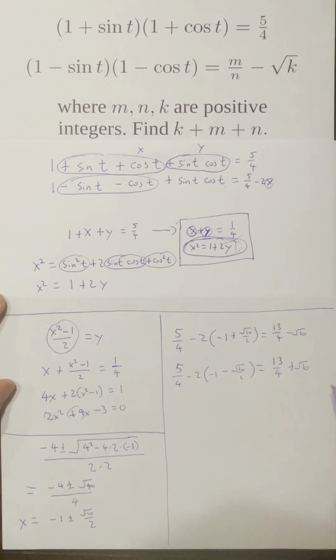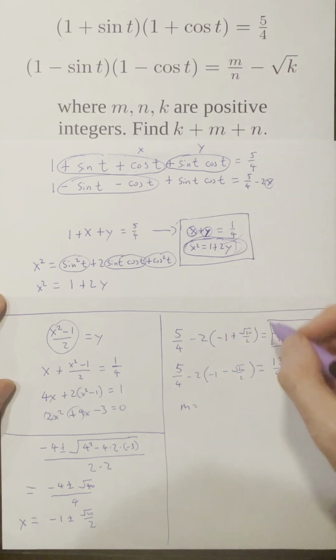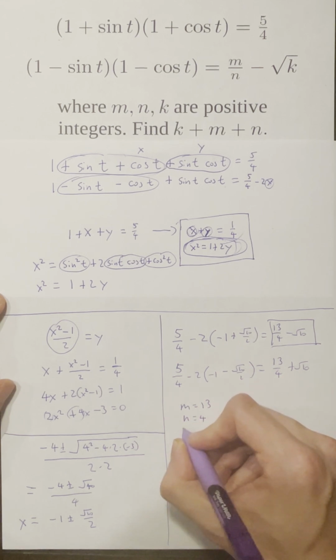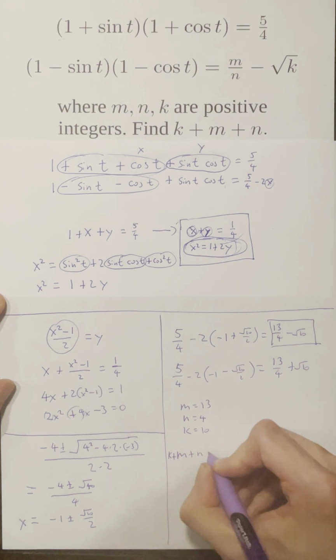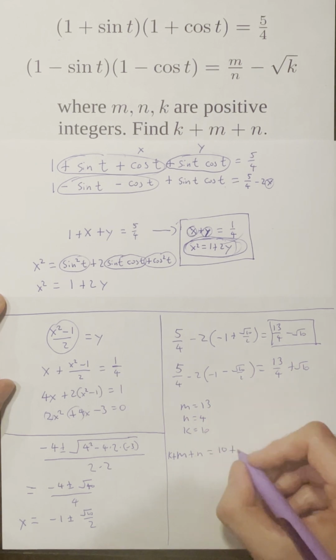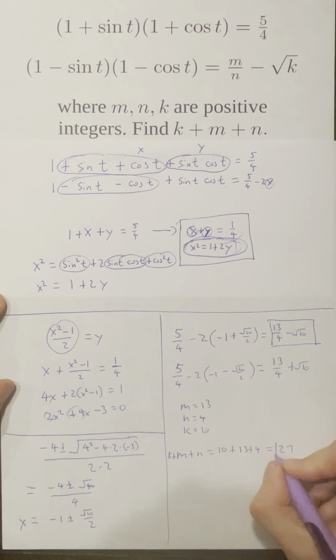So which one is it going to be? It's going to be this one. So m is going to be 13, n is going to be 4, and k is going to be 10. So k plus m plus n is going to be equal to 10 plus 13 plus 4, which is going to be 27. This is your answer.